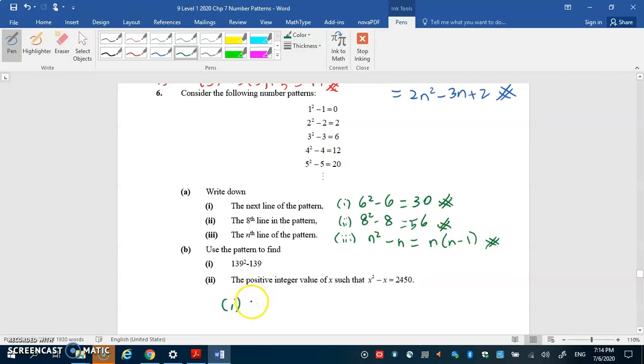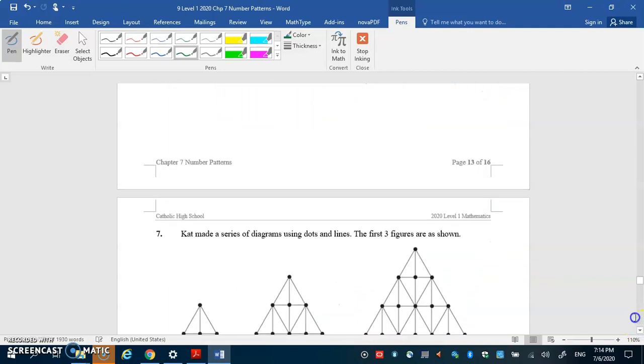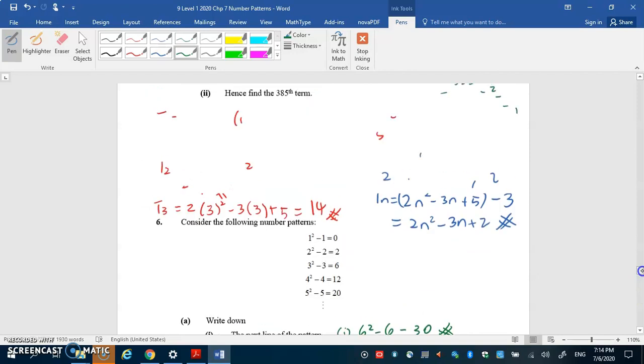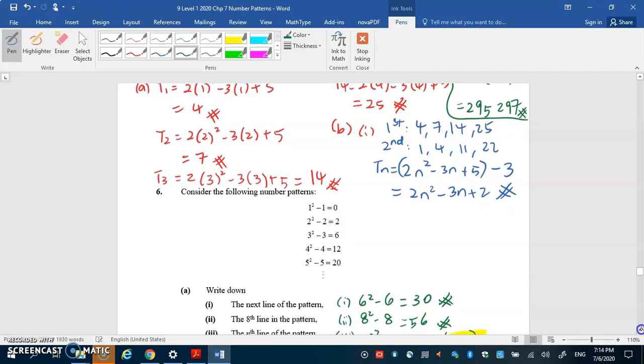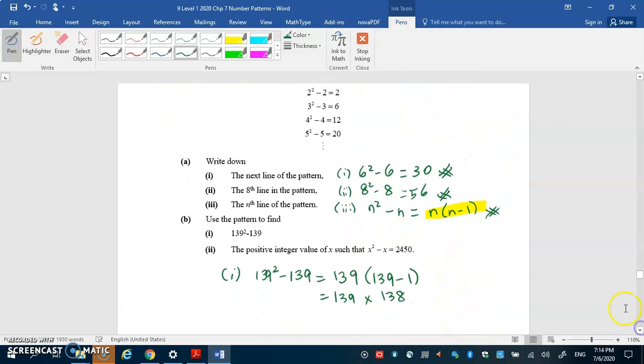Use the pattern to find 139 squared minus 139. If I apply this n times n minus 1 over here, it will just be 139 times 139 minus 1, which is 139 multiplied by 138. And the answer is 19182.